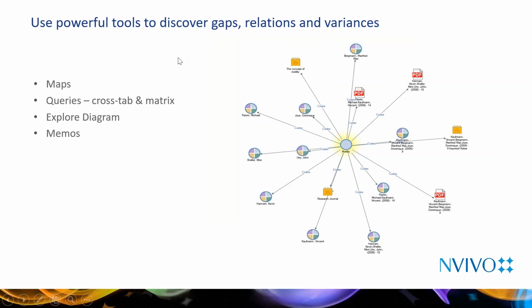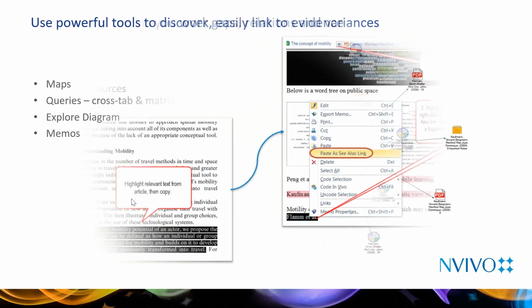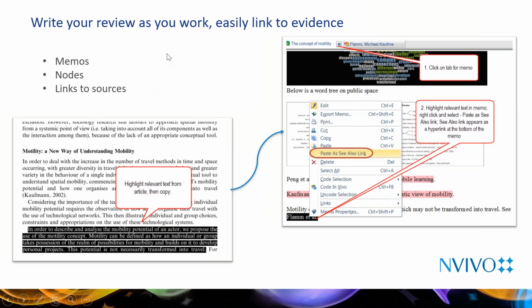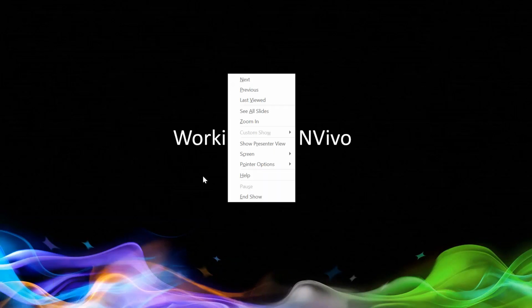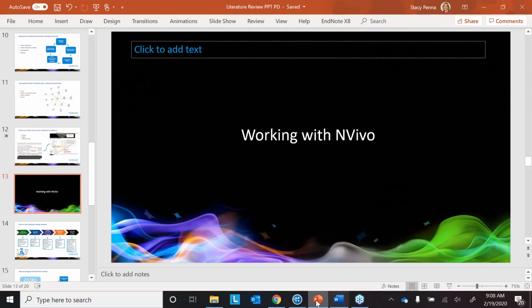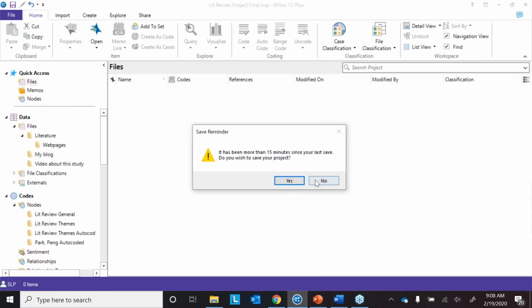And then we also have different tools to discover gaps, relations, and variances. So I'll be showing you some maps, the queries, explore diagram, and again, the memos can help you with that. And then, of course, you're going to need to write and link back to the sources, which you can all do in NVivo. So again, this is all in that PDF that I shared. So what I'm going to do now is go right to the software.